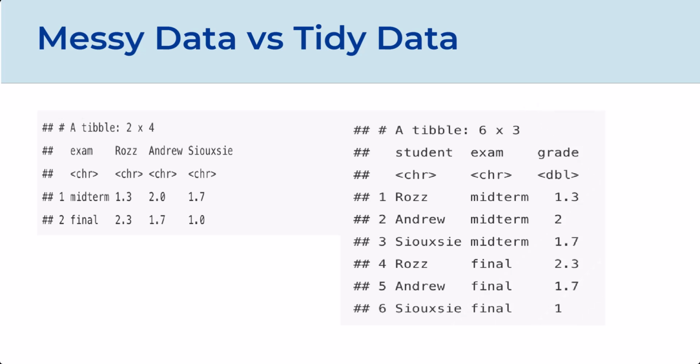Messy data versus tidy data. Messy data often includes issues like merged headers or combined data types in one column. For example, a messy dataset might have exam results in rows with multiple scores crammed into one cell. A tidy version would separate those scores into individual rows and columns with clear labels for each variable.